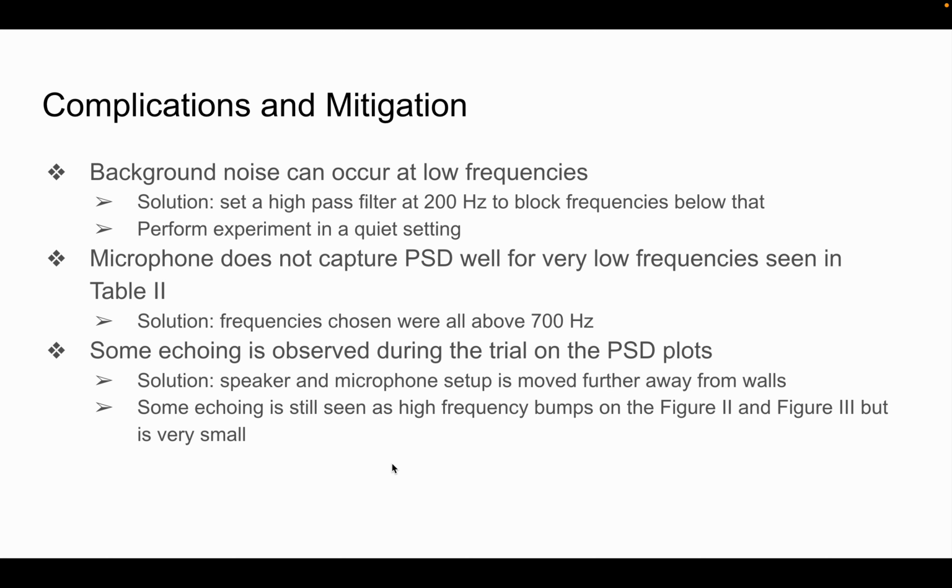Complications and mitigation. Background noise can occur at low frequencies, so the easiest solution is just to use a high pass filter at 200 hertz. We're also going to perform the experiment in a quiet setting. The microphone doesn't capture PSD well for low frequencies as seen in table 2, so we're just going to make sure that everything's above 700 to be safe. And some echoing is observed in my graphs. You can see them in figure 2 and 3. The solution to that is to keep the setup away from walls to mitigate that.